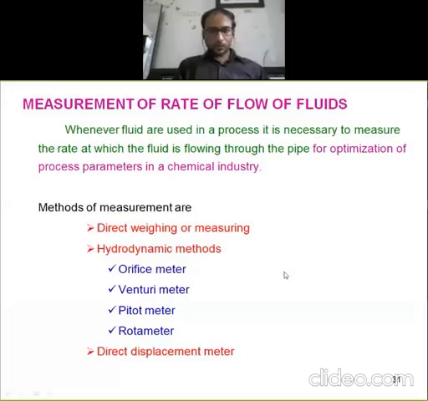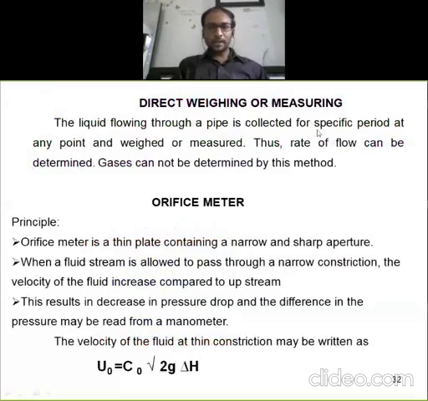Okay, so this is related with the direct method. When we go for the hydrodynamic methods, we are dealing with the manometer, with the pressure drop and head drop, and we can go for the measurement, right? So this is related with the hydrodynamic method. Next, we are dealing with the direct displacement method. In that there is a displacement of some obstacle, some point which can be added into the instrument, and due to that displacement we can measure the flow.